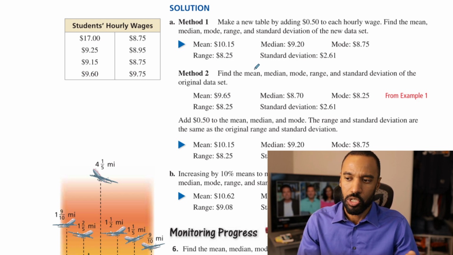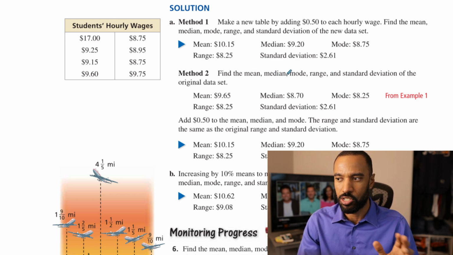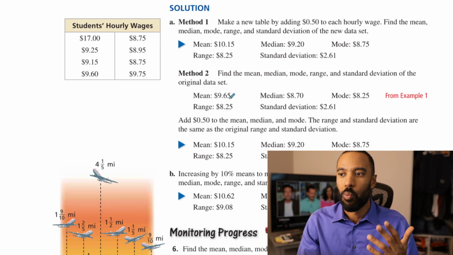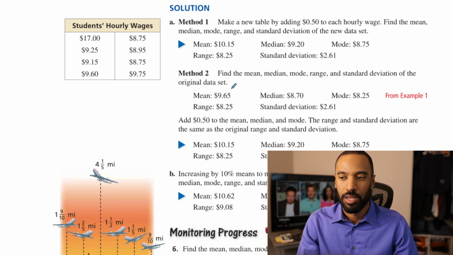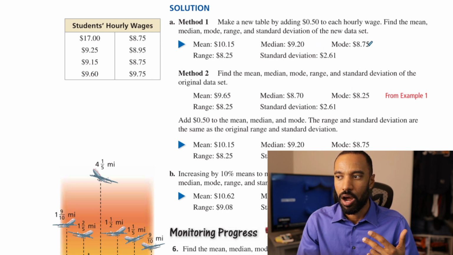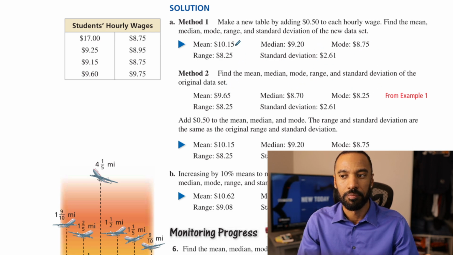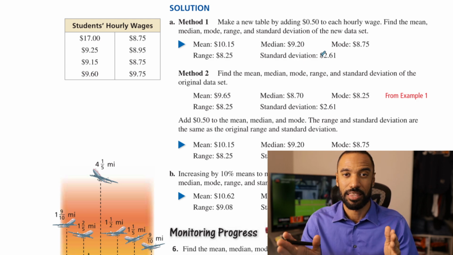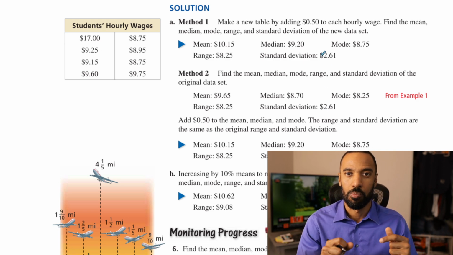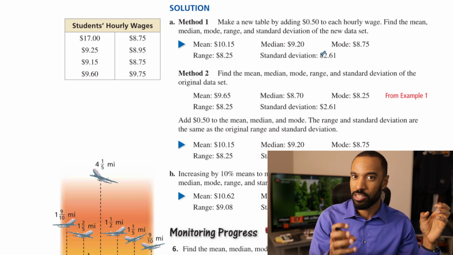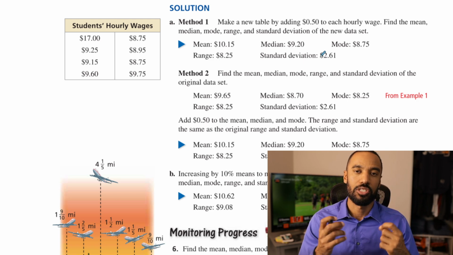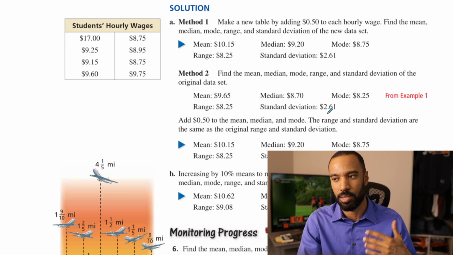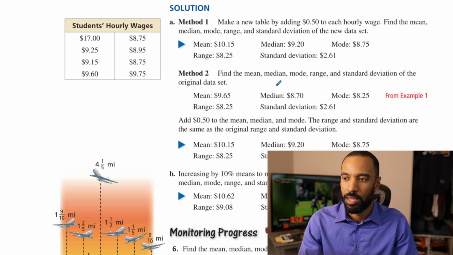Because method number 2 is do this. Find the mean, median, mode, range, and standard deviation of the original data set. Now, we did. Okay, so here were the originals. What you'll notice is the mean, median, mode are 50 cents larger than they were, whereas the range and standard deviation did not change. Despite the fact that everything added this much more, it's still that same highest and lowest difference. And standard deviation, how much 68% is from the mean and things like that, that's still the same value, just because you added a set from there.